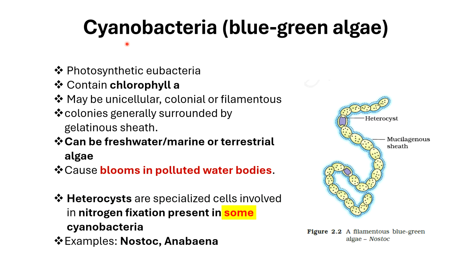So let's now discuss the first type of bacteria, that is the photosynthetic autotroph. Example of it is cyanobacteria or blue-green algae. Photosynthetic autotroph means it has chlorophyll A pigment in it just like the plants and can synthesize food in the presence of sunlight.